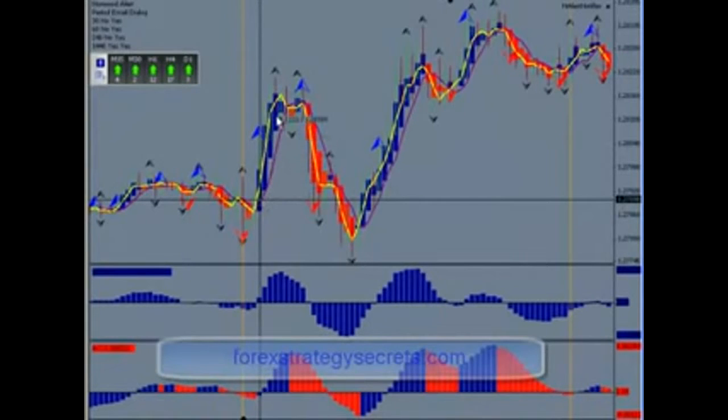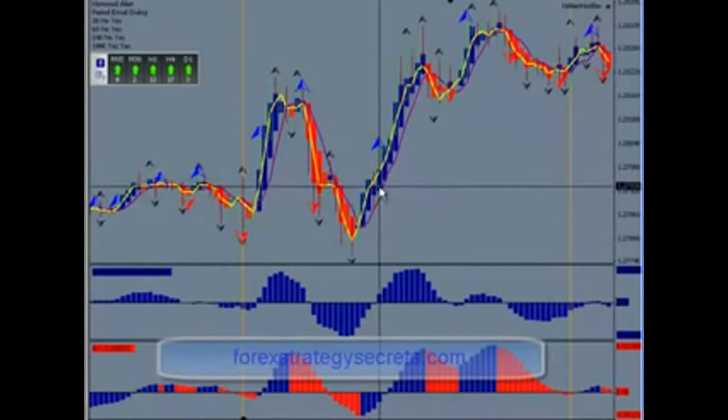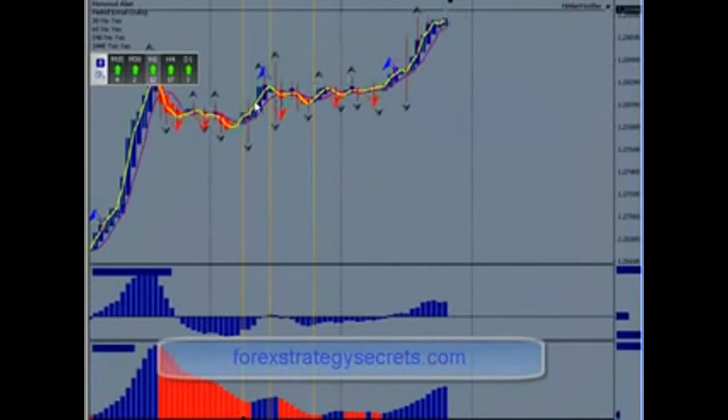So we have a good 20 pip move if you went to the 5-minute, and you see you're taking the same 2 trades. This is almost 25 pips that you could have had on some pretty straightforward moves. Now let's go back to the 1 hour. That was during a time the market really wasn't moving all that great.